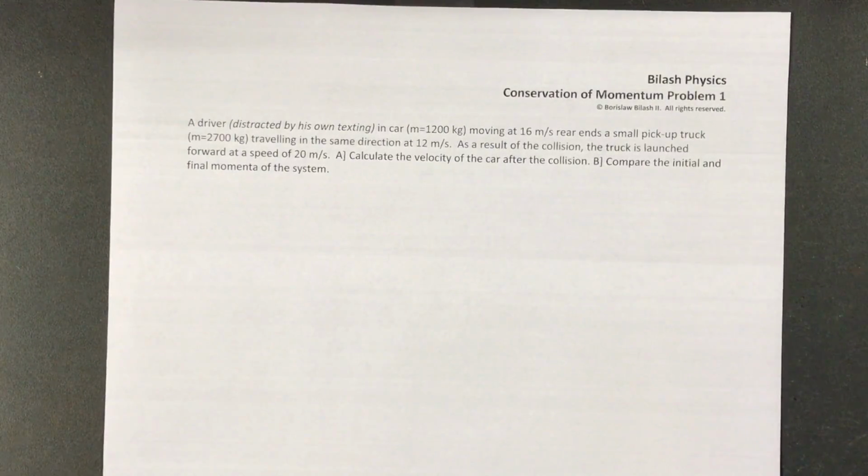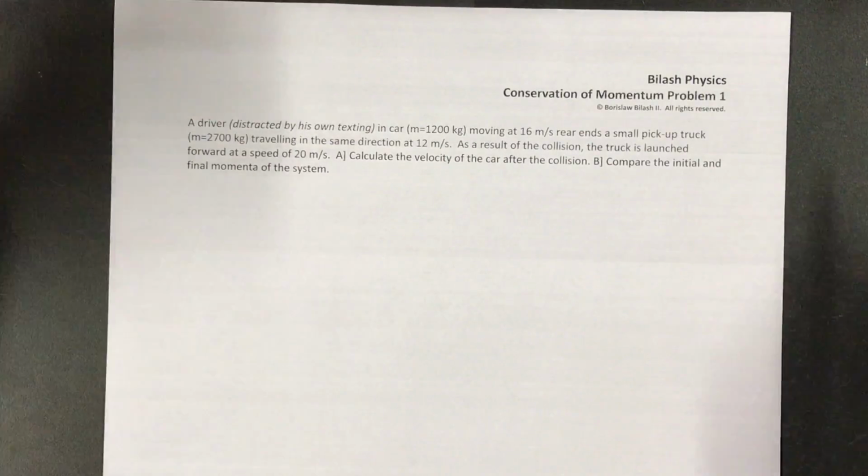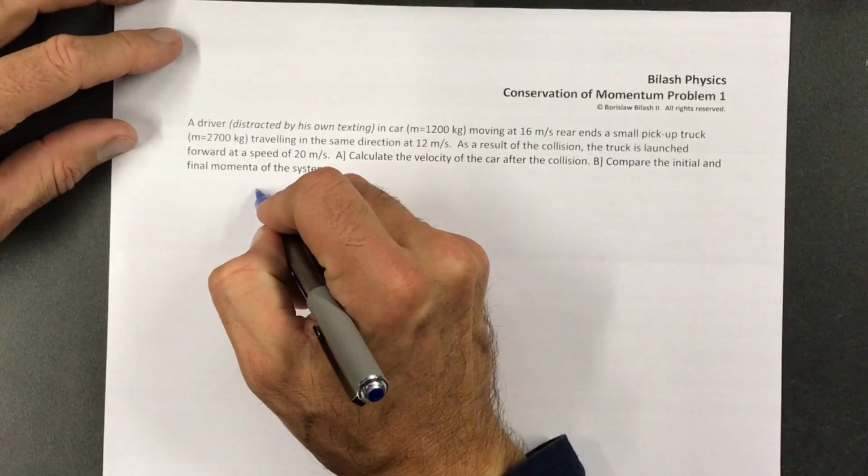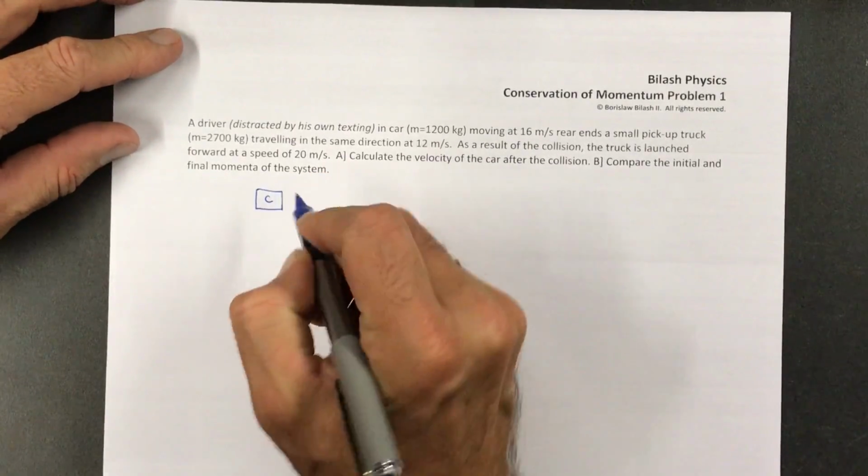In this problem, a driver of a car rear ends a pickup truck. Now the driver's distracted by texting and is traveling quite fast. And when it hits the pickup truck, it lurches forward at a higher speed. So just to sketch what's going on, here's the car.